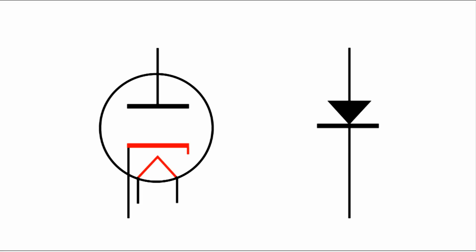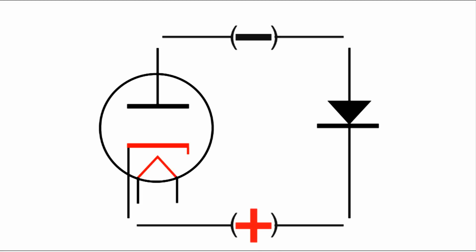If we were to connect the appropriate voltages to each of these diodes with the polarity configured like this, nothing happens. In other words, if the cathode of both diodes is positive and the plate of the vacuum tube diode is negative and the anode of the solid state is negative, there is no current flow.